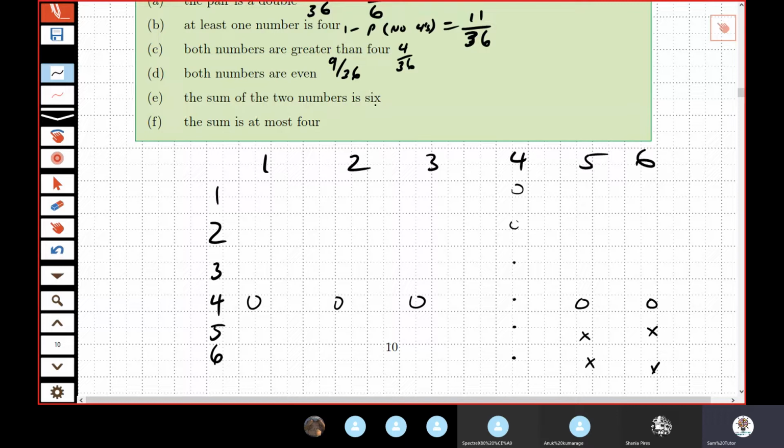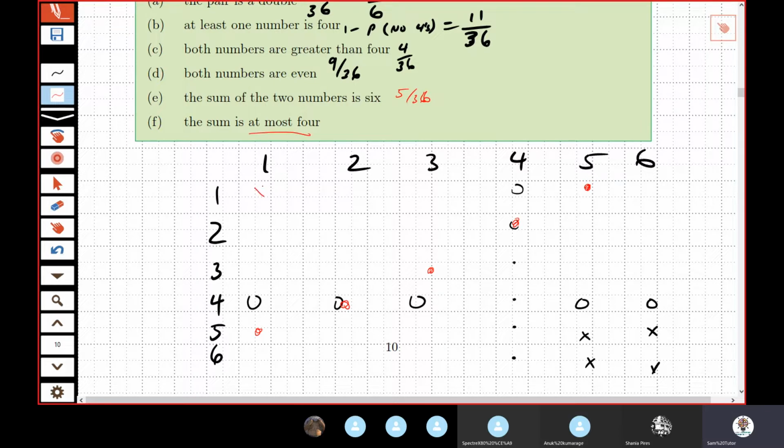The sum of the two numbers is 6. For the sum of the two numbers to be 6, that means it has to be a 1 and a 5. So I guess we'll use red. 1 and a 5, 4 and a 2, 3 and a 3, 2 and a 4, 5 and a 1. So that's 1, 2, 3, 4, 5. 5 out of 36.